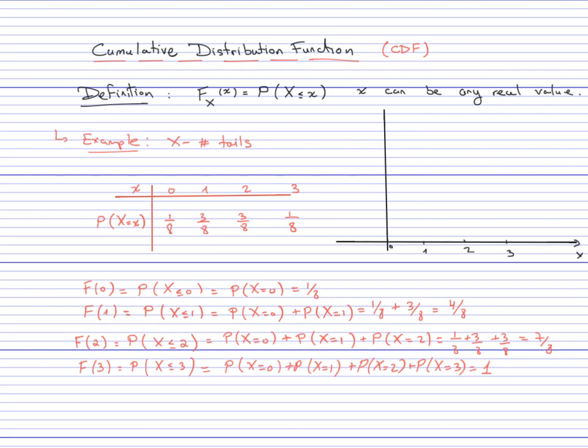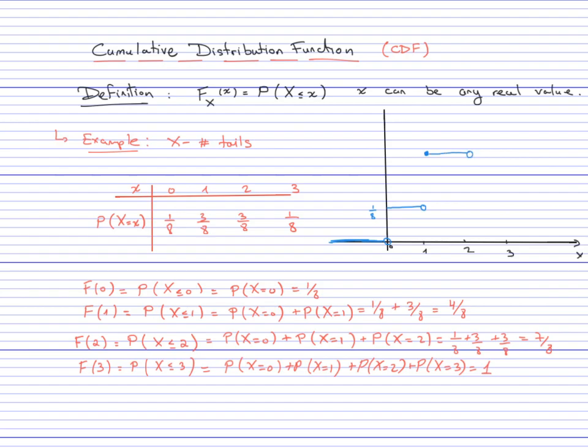Okay, so let's see. If I ask you what is the probability that you accumulate up to 0, excluding 0, you didn't accumulate anything. So how do we draw that? Like that, and then we add this empty circle here. Next, if I ask you what is the probability that you accumulate up to 1, excluding 1, without taking 1 into consideration, then you accumulate 1 over 8. Now, if I ask you what is the probability that you accumulate up to 2, excluding 2, that's exactly 4 over 8.